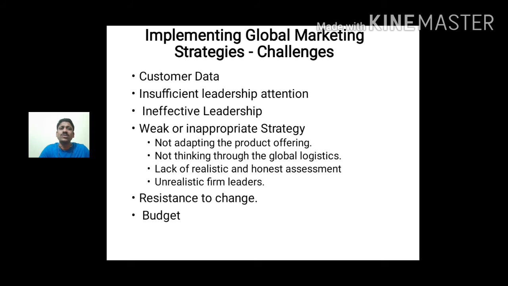And sometimes not thinking through the global logistics, that will be the problem. For example, we thought to deliver everywhere within a short period of time like 10 days, but the logistics is not available in a particular country, so it may not be possible. So that will be the hurdle, right? Not thinking through the global logistics. We should not only think about our home country's logistics. In our country the logistics are very good, but we have to think about the global logistics. If you have not thoroughly thought about these things, then it cannot be implemented.